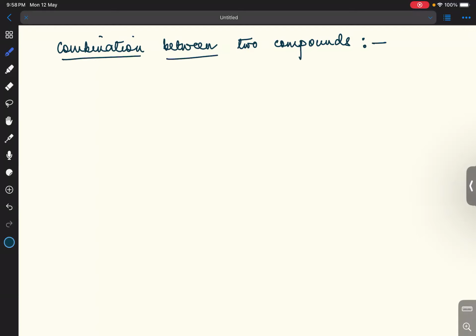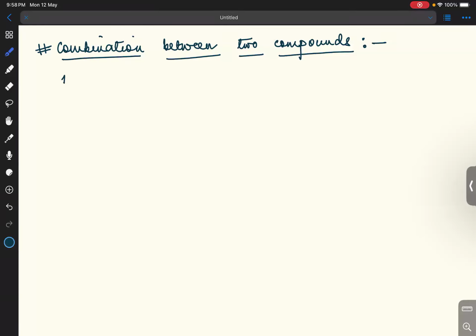So combination can happen between two elements to form a compound. It can also happen between an element and a compound. It can also happen between compounds and compounds. So today we will learn the examples of combination reaction between two compounds.